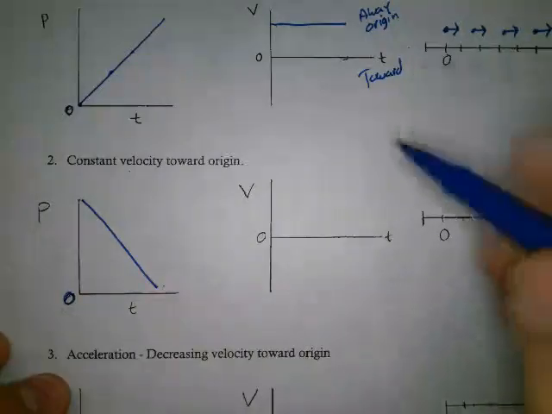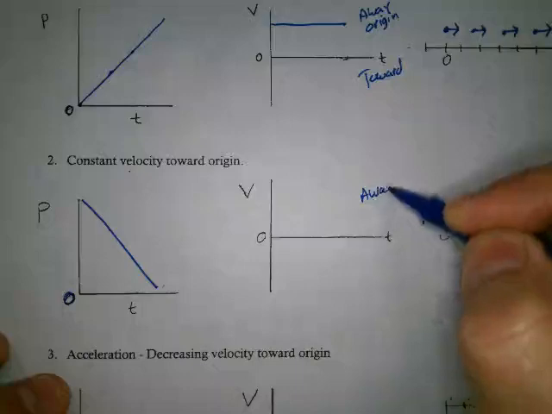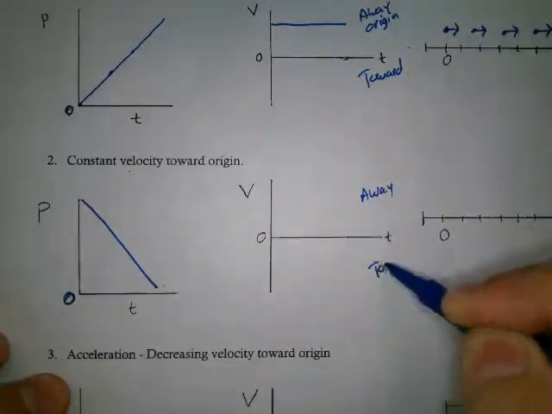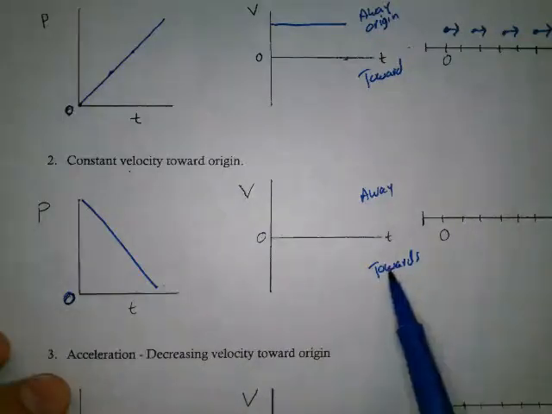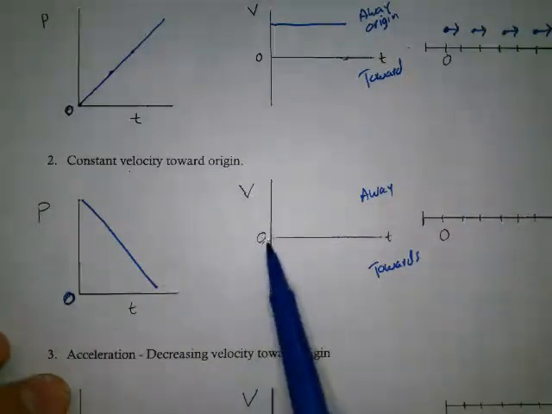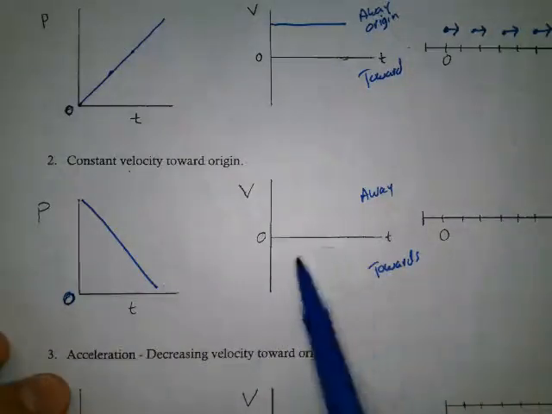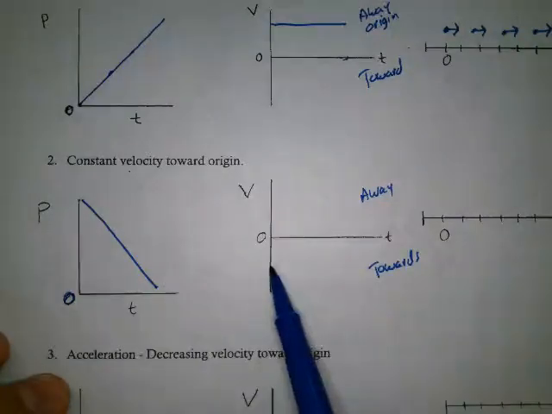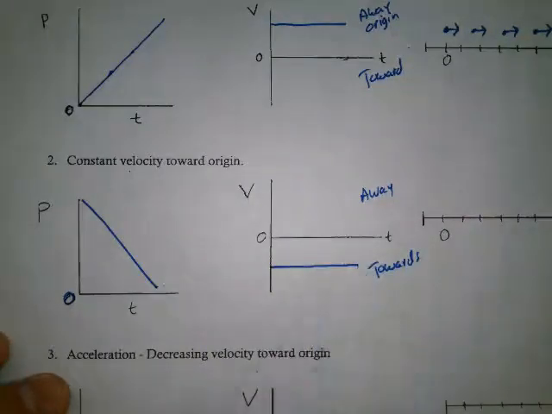Now we come over to the velocity time graph, and this is away from the origin on this side, and this is towards the origin on this side. We know this one's moving towards the origin, so it has to be below the 0 velocity line. That just means that down here in velocity means it's going towards the origin. And this has a constant velocity, so no matter what time we check in, it's always going to be the same distance away from the 0 velocity line. That's what constant velocity looks like, always the same.